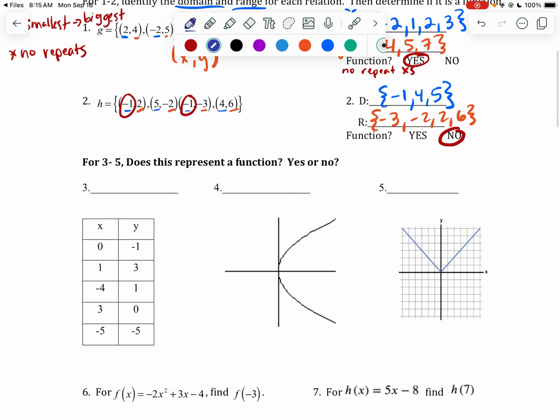All right, so number 3 is kind of the same way. You're just looking at your x values. We're just saying yes or no if this is a function. There are no repeats, so yes, this one is a function. Okay, the other 2 are graphs.